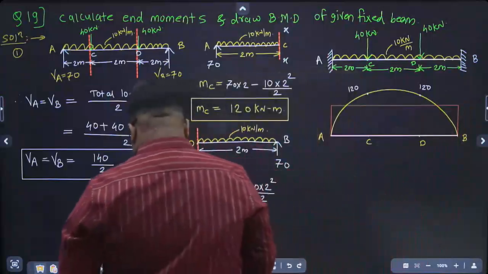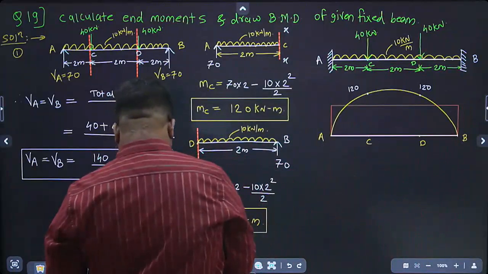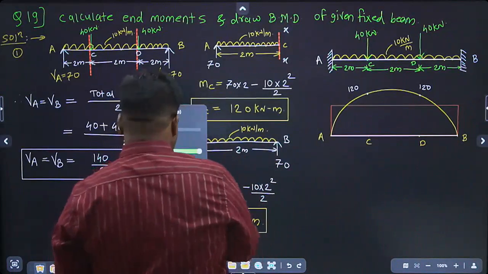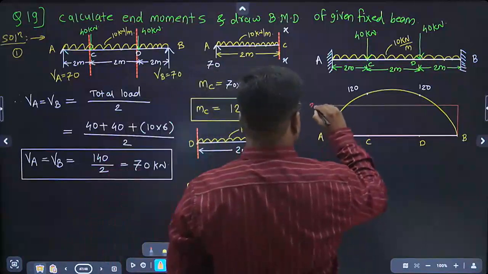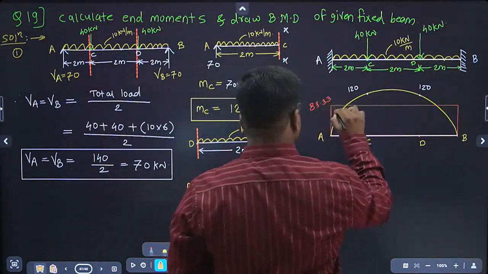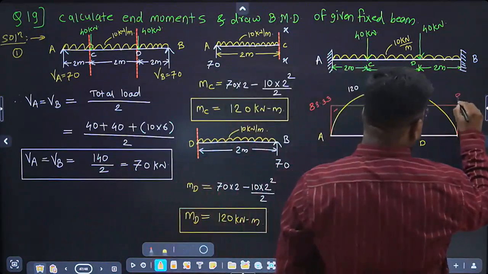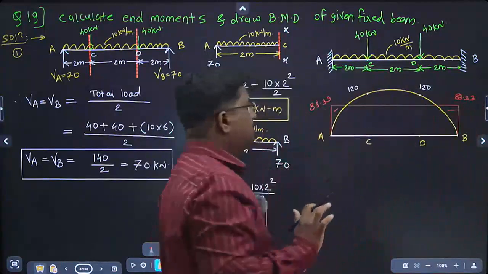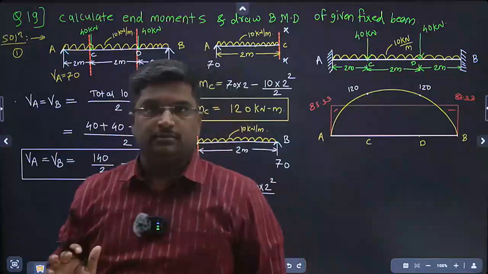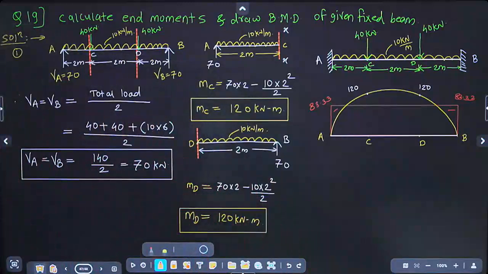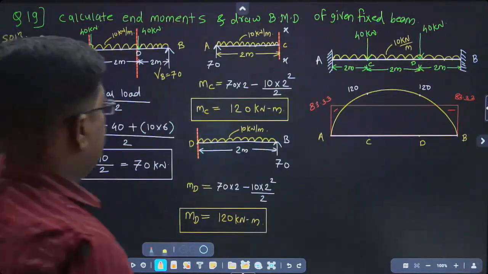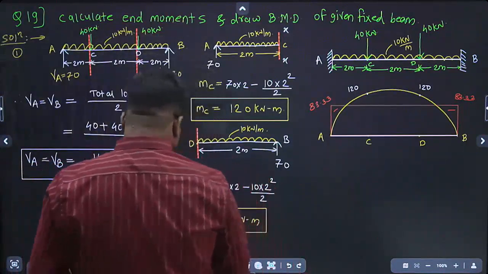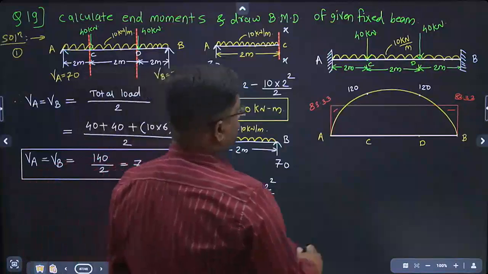Okay, now this is 83.33 negative, and this is 83.33 negative, and this whole diagram is net BMD. This whole diagram is what? Net BMD. Now again there are two points of contraflexure.